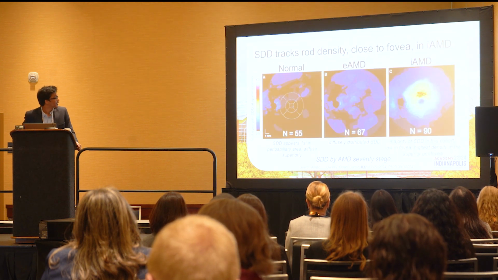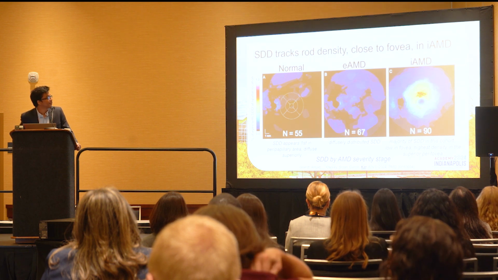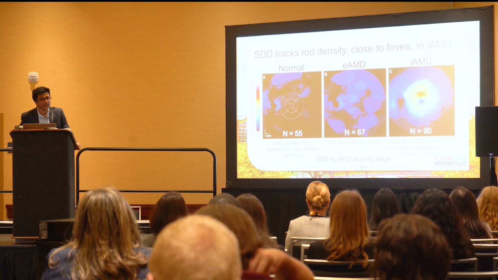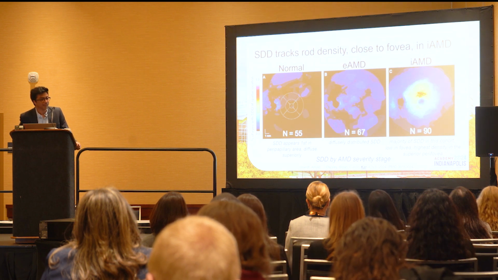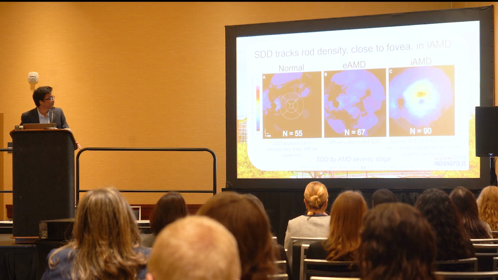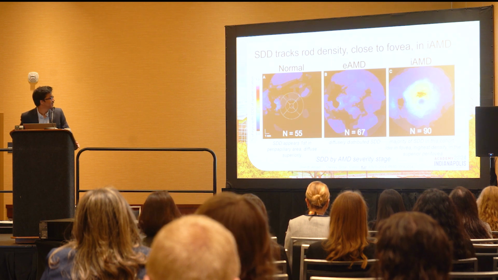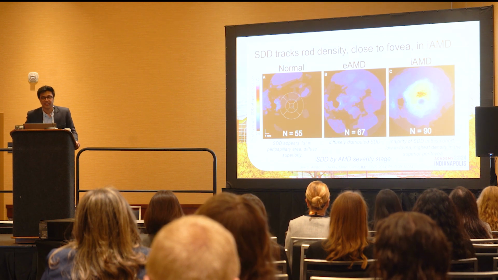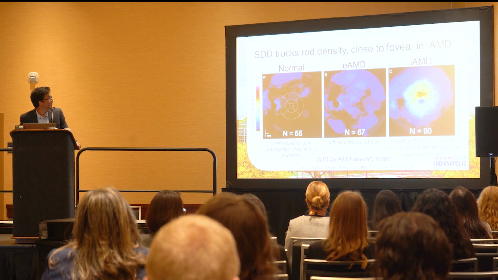So this is the new data. We looked at the distribution of subretinal drusenoid deposits by AMD severity. When we looked at the normal eyes, which were graded as normal using the AREDS grading system, we found that even normal eyes tended to have SDD. They first appear in the peripapillary area, and they kind of diffuse superiorly.